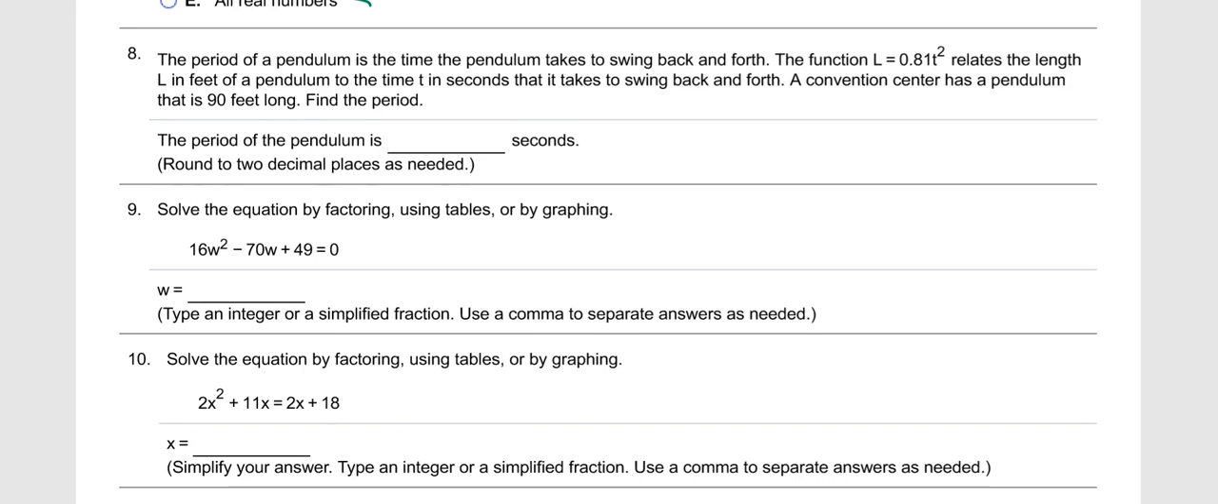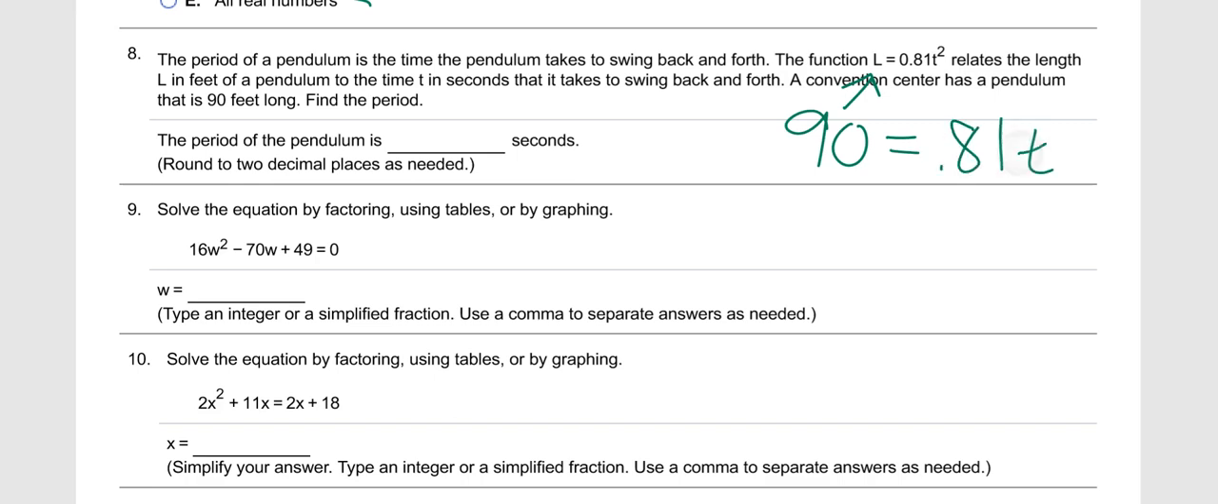Okay, question 8. Period of the pendulum is the time the pendulum takes to swing back and forth. The function L equals 0.81 t squared relates the length in feet of a pendulum to the time t seconds that it takes to swing back and forth. A conventional clock has a pendulum that is 90 feet long. Okay, so that's got to be my L.